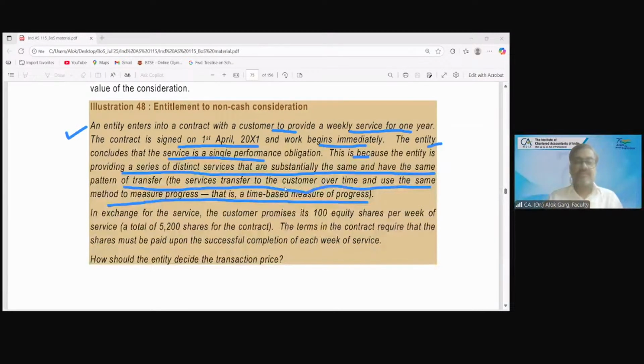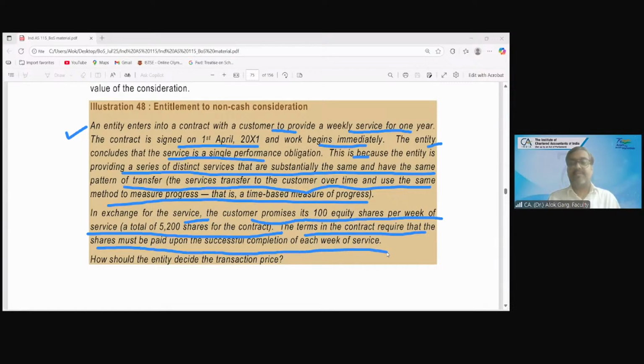In exchange for the services, the customer promises 100 equity shares per week of service, a total of 5,200 shares for the contract. The terms in the contract require that shares must be paid upon the successful completion of each week of service. So in this question, what is the consideration received from the customer? Equity shares. How much on a weekly basis? 100 equity shares on a weekly basis, right? So this entity will recognize revenue every week.